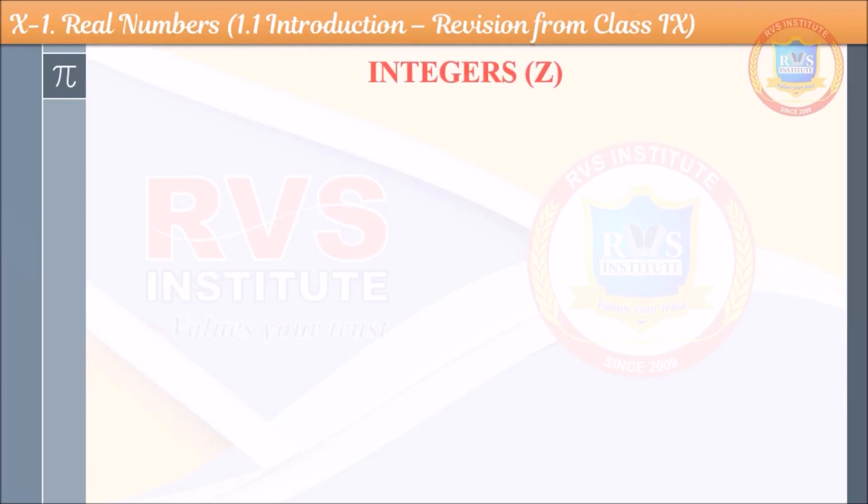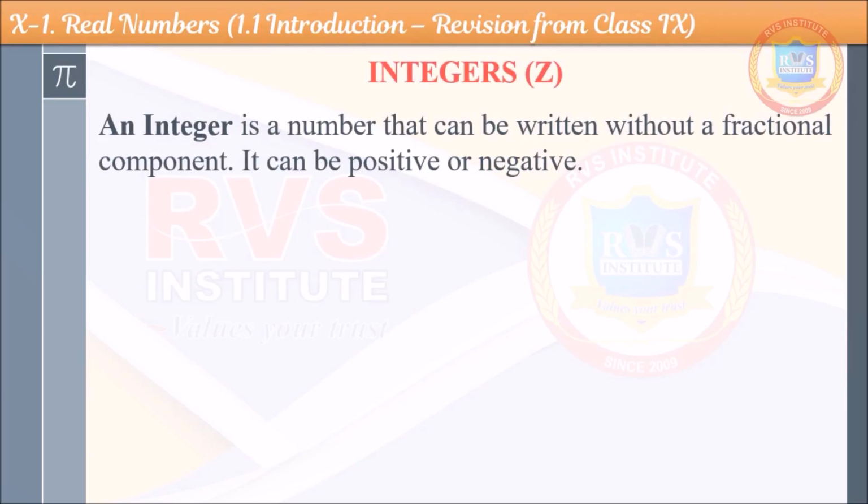Next, integers. An integer is a number that can be written without a fractional component. It can be positive or negative. Examples are -3, -2, -1, 0, 1, 2, 3, 4, 5, 6 and so on. We notice all the whole numbers are there in integers like 0, 1, 2, 3, 4, 5, 6 and so on. Some additional numbers are there, that is negatives of natural numbers like -3, -2, -1. It may be -4, -5, -6 and so on. These are additional numbers in integers.